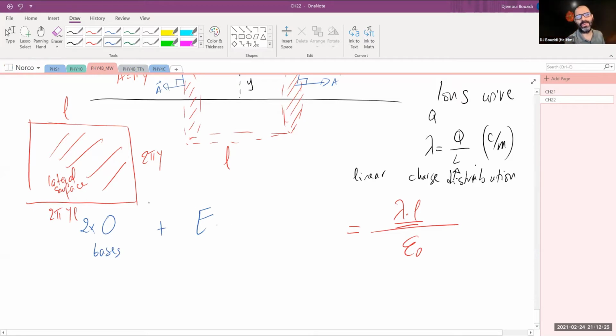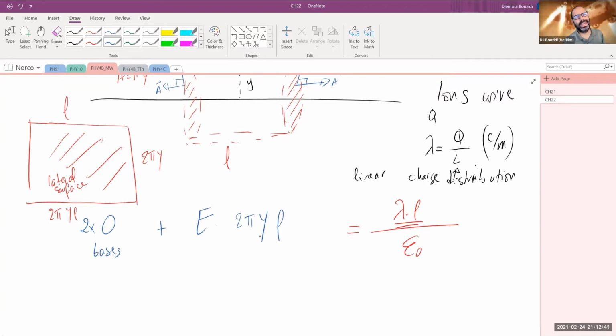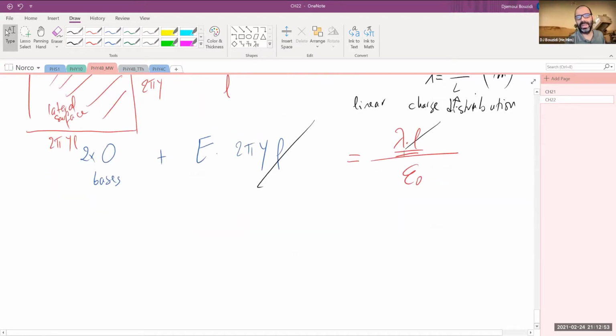But then I have the lateral surface, which is E, which is constant on that surface, times 2 pi y times L. So this is the flux of the electric field, and the other side is the charge enclosed divided by epsilon naught. And sure enough, this answer does not depend on L for the electric field, because it's a made-up thing. It doesn't exist. It's not part of this problem. Of course, the 0 there doesn't contribute, and now the electric field E is simply lambda over 2 pi times epsilon naught times y.